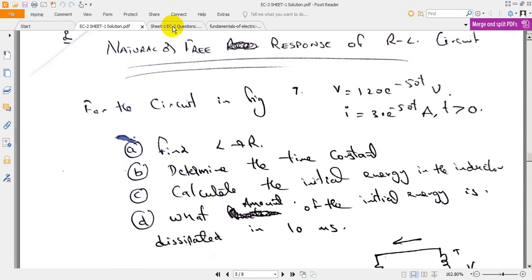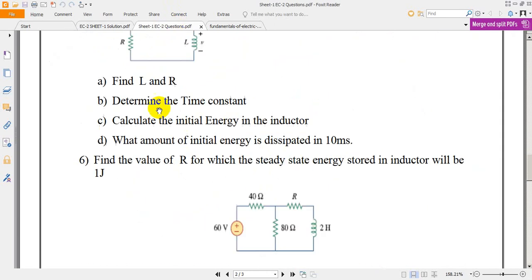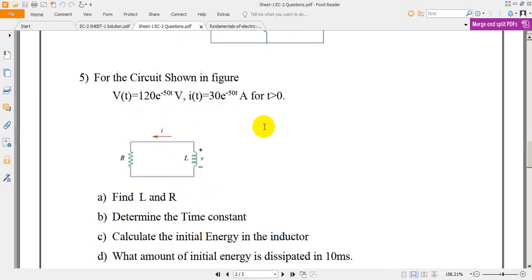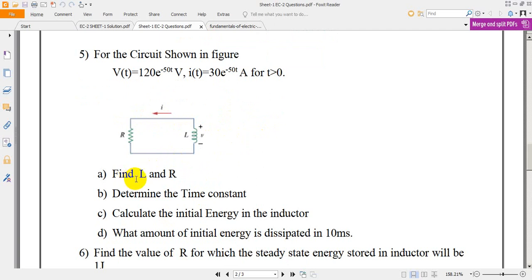Coming to problem number 5, we have an RL circuit. We don't have any power source in the circuit. For the given circuit, the voltage across the inductor v of t is equal to 120 e power minus 50 t volts, and i of t is equal to 30 e power minus 50 t amperes for t greater than 0. We need to evaluate the L value and the R value.